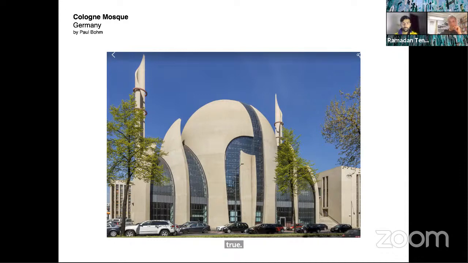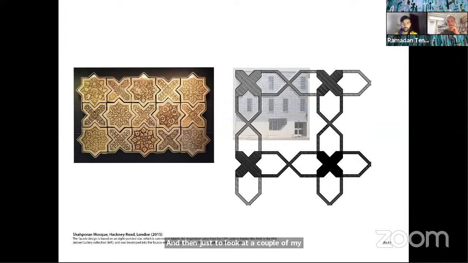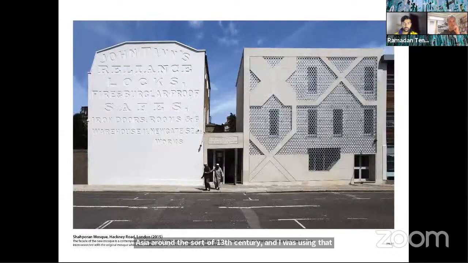And then just to look at a couple of my own proposals, just to give an idea of where I've tried to negotiate this architecture as well. This is tiles that I was looking at in the V&A Museum, a tile pattern which is quite a common pattern across Central Asia around the 13th century. I was using that as the basis to create this facade for the mosque that I designed on Hackney Road. And I was interested in using that tile pattern, but abstracting it.